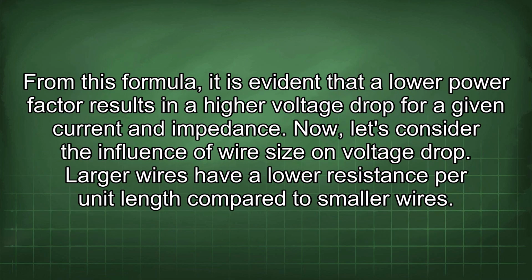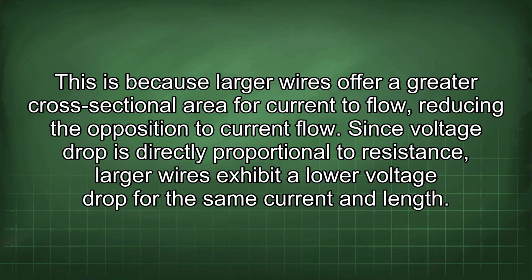From this formula, it is evident that a lower power factor results in a higher voltage drop for a given current and impedance. Now let's consider the influence of wire size on voltage drop. Larger wires have a lower resistance per unit length compared to smaller wires. This is because larger wires offer a greater cross-sectional area for current to flow, reducing the opposition to current flow. Since voltage drop is directly proportional to resistance, larger wires exhibit a lower voltage drop for the same current and length.